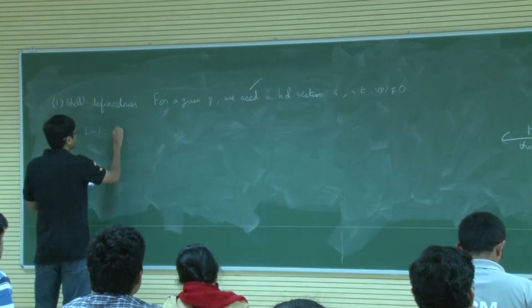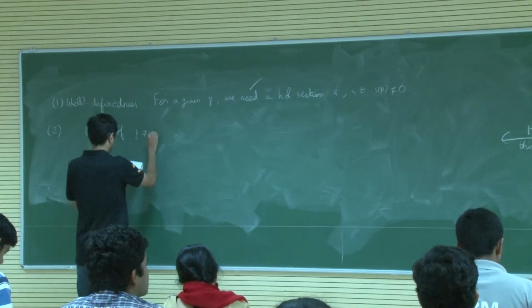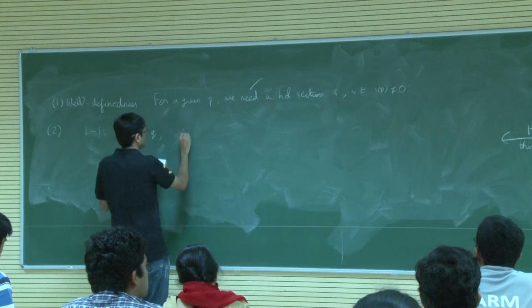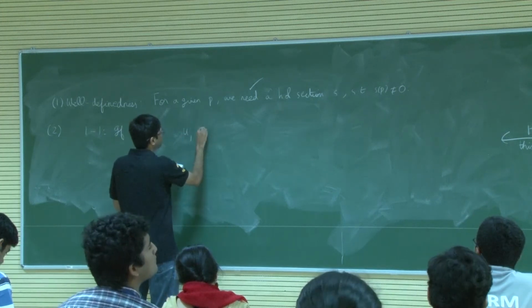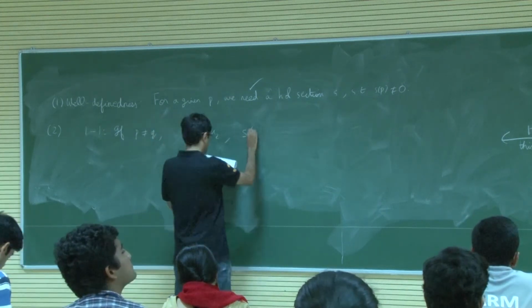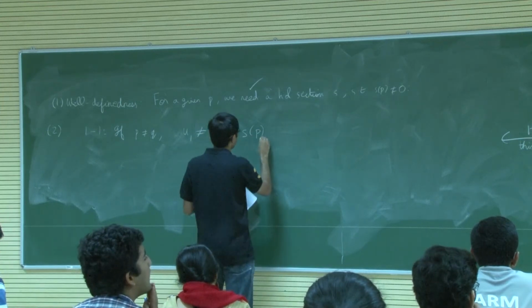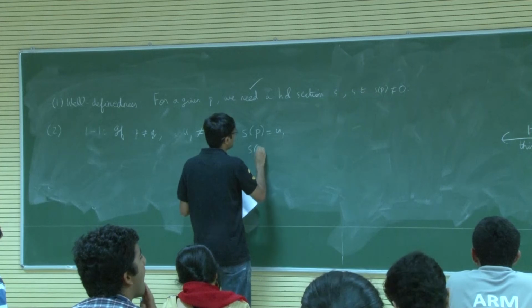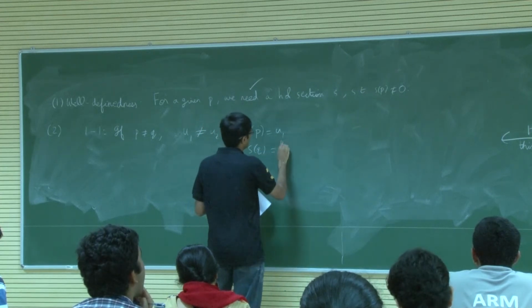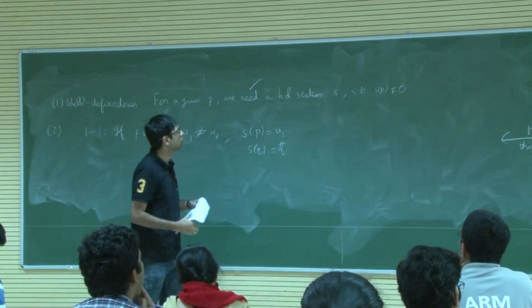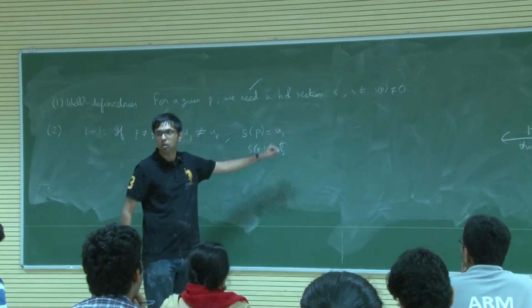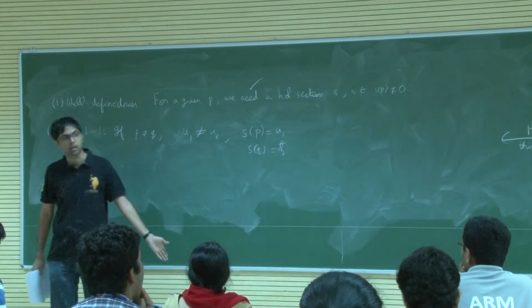Injectivity. If P is not equal to Q, just choose U1 to be different from U2, then S of P is U1, S of Q is U2. And so that's why, I mean, you can choose one of them to be 0, the other one non-zero. So it's injective.